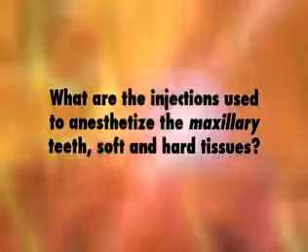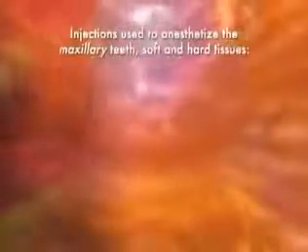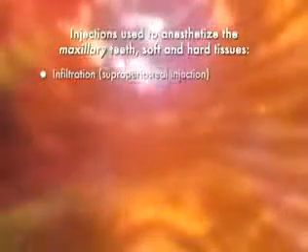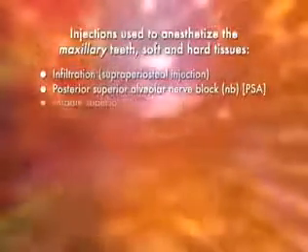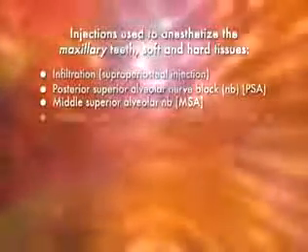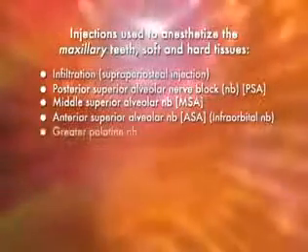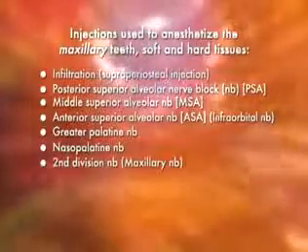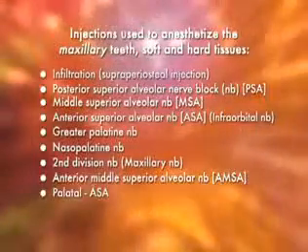What are the injections used to anesthetize the maxillary teeth, soft and hard tissues? We will now discuss the following injections which provide anesthesia to the maxillary teeth, the supporting hard and soft structures. Infiltration or supraperiosteal injection, posterior superior alveolar nerve block, middle superior alveolar nerve block, anterior superior alveolar nerve block, also known as the infraorbital injection, greater palatine nerve block, nasopalatine nerve block, the second division nerve block, the anterior middle superior alveolar nerve block, and the palatal approach to the ASA.